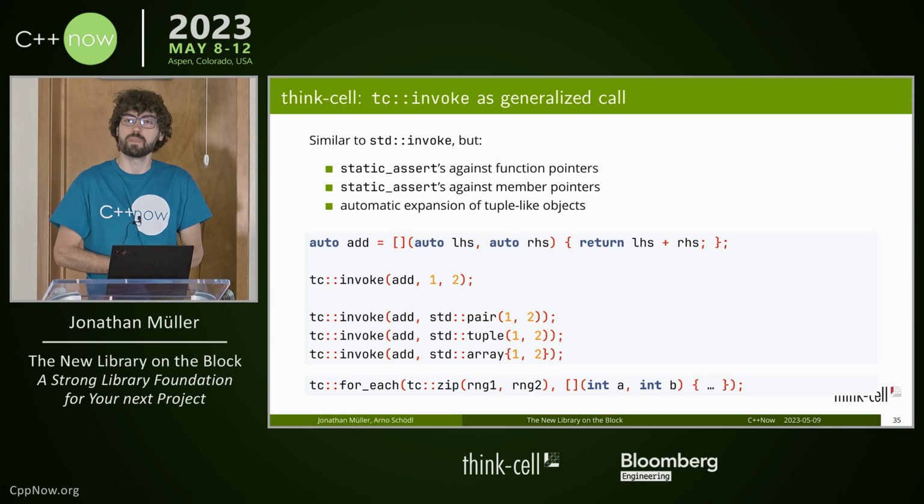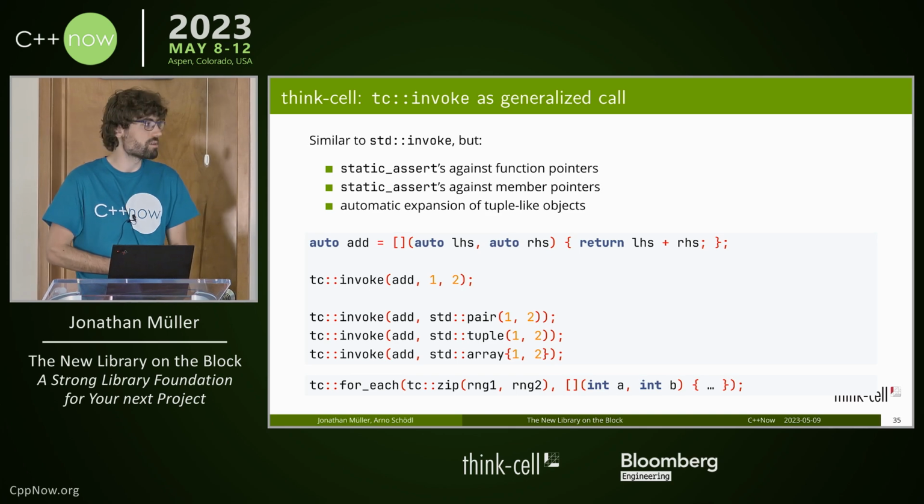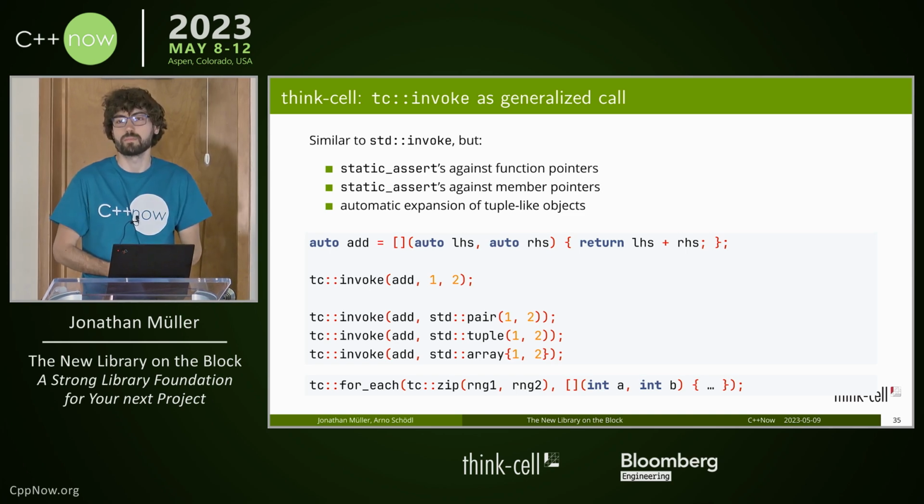How do you know if you want to expand the tuple or you want to use the tuple as an argument? It just checks which one is invocable. Okay, so it tries one and then falls back. Yeah.